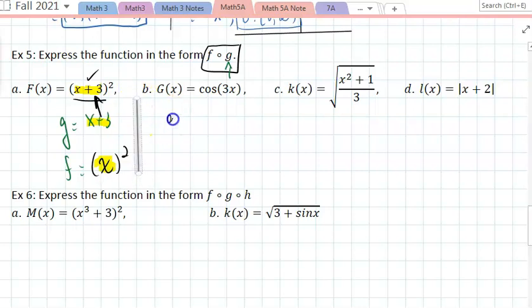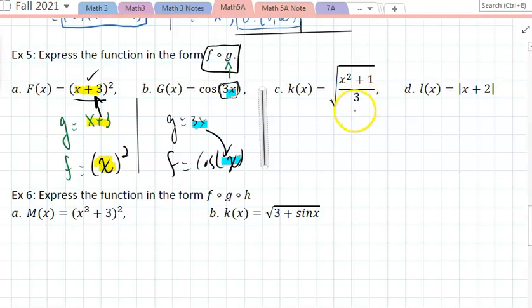Here, if I let g equal, again, the inside, the 3x, now f must be the cosine. Remember, you're going to have to substitute that in there, so that has to be an x. So these are two functions. If you take the composition in that specific order, f composite g, you will get the cosine of 3x. Again, here you have multiple options.